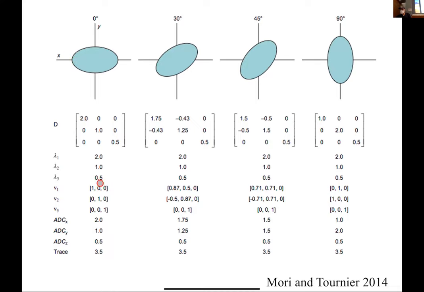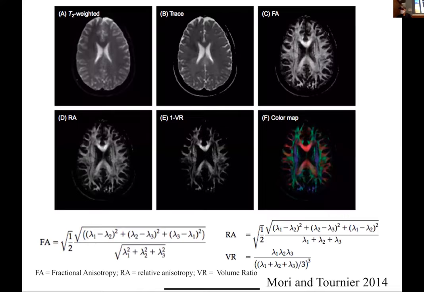We'll use the eigenvalues to tell us how ellipsoidal this thing is. If these are all the same, it's going to be very circular, and if they are very different, it'll be more ellipsoidal. That's a measure of anisotropy. These are some things you might hear about if you go into this area. You'll hear things like the trace of the matrix, or FA, which is fractional anisotropy, defined here, or relative anisotropy, or volume ratio.